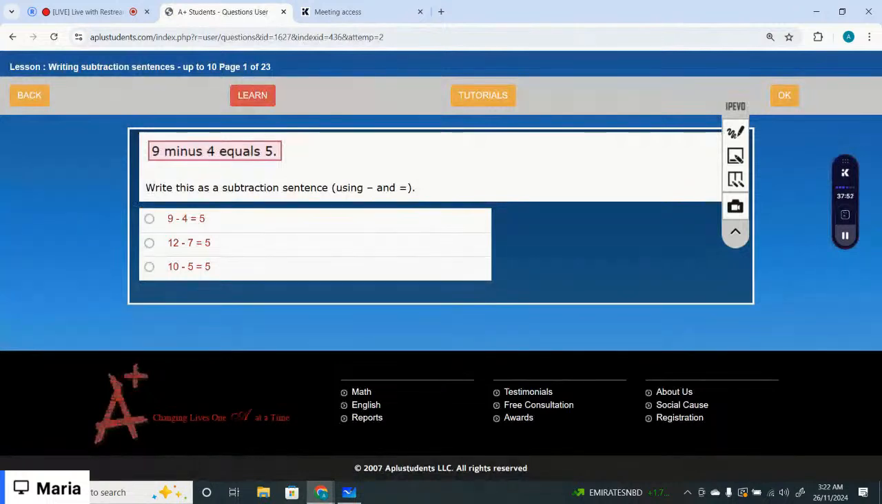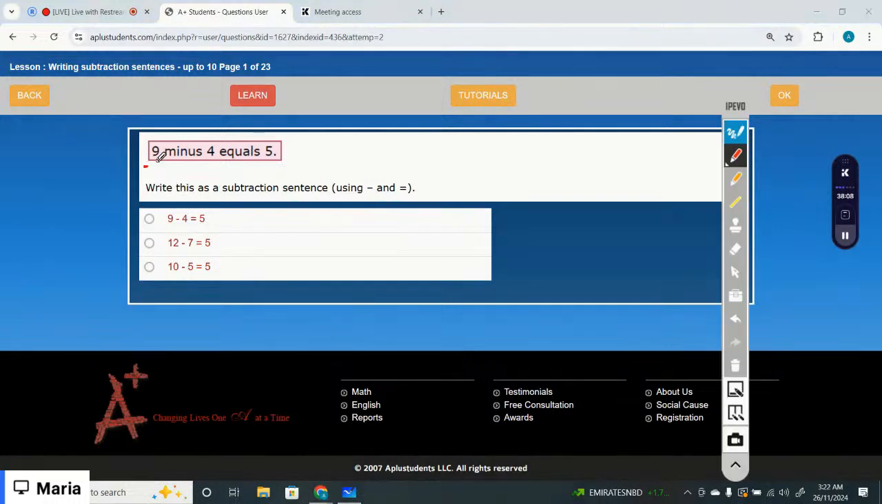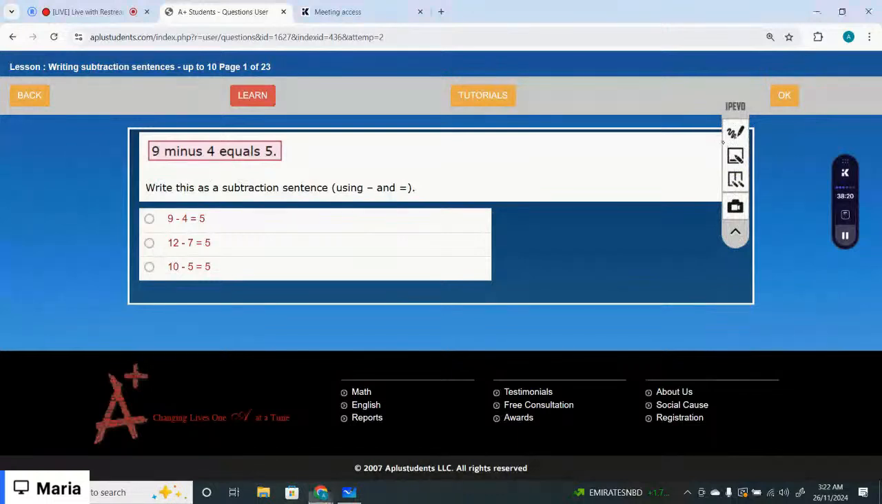9 minus 4 equals 5. Write this as a subtraction sentence. So basically, that is given in the words form. You need to write it in the mathematical form using the mathematical operations. So replace the mathematical words with their signs. 9 minus 4 equals 5. So the correct option is option number 1. That is 9 minus 4 equals 5. Option number 1 is the correct option.